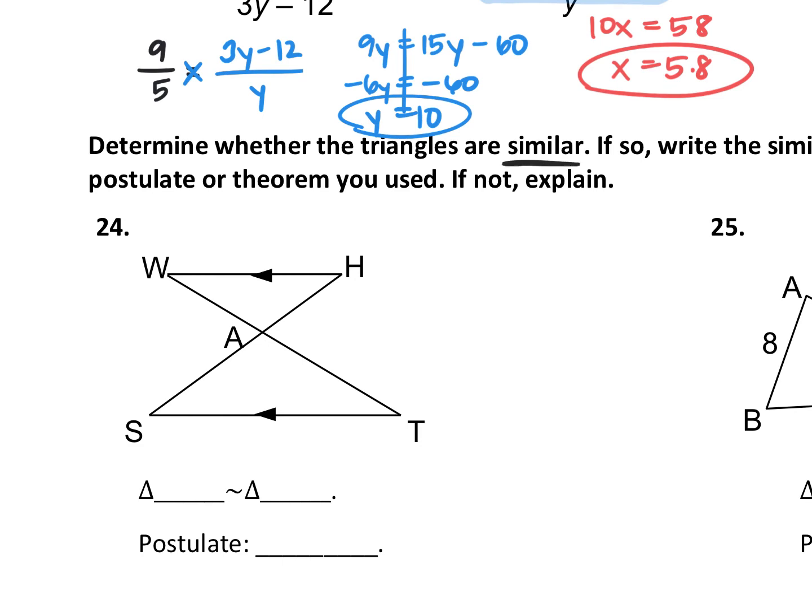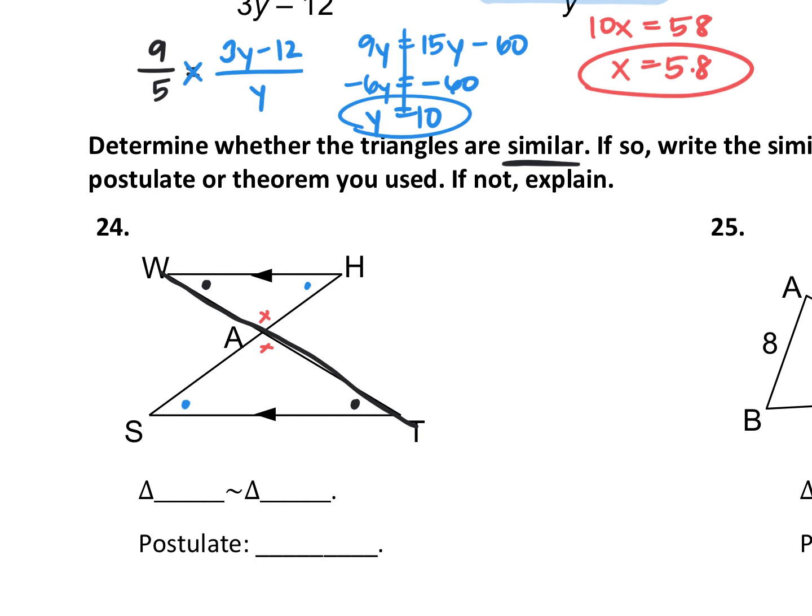Moving on, number 24. Instructions for this section say determine whether the triangles are similar. If so, write the similarity statement and name the postulate and theorem used. If not, explain. So we have to decide, are these two triangles similar? Well, I've got these two pairs of parallel lines, and I know that if a transversal cuts through two parallel lines, these angles are congruent because of the alternate interior angle theorem. Similarly, we can say that these angles here are congruent by vertical angles.